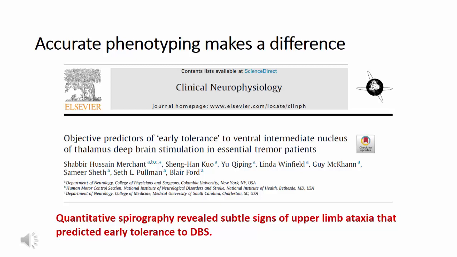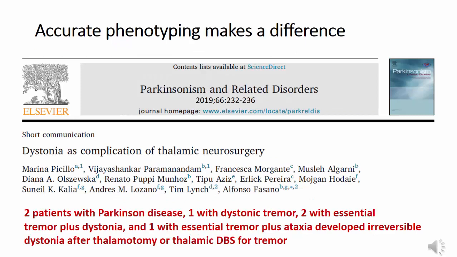In this study, 2 patients with subtle signs of dystonia and 1 patient with subtle ataxia of gait experienced disabling dystonia as a complication of thalamic deep brain stimulation surgery. It is possible that certain subtypes of essential tremor plus are more likely to develop maladaptive responses to surgery, and this certainly needs to be studied.